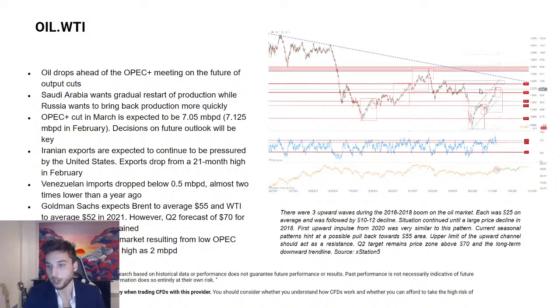But of course, we had a situation of the pandemic here, with the drop. And now we have this slight recovery towards the end. Current seasonal patterns hint at a possible pullback toward the $55 area. This is Brent, of course. Upper limit of the upward channel should act as a resistance. Q2 target remains price zone above $70 and long-term downward trend line.